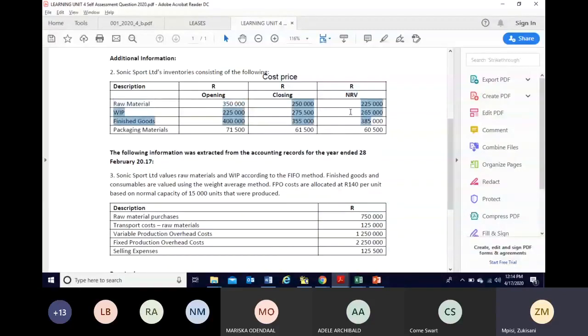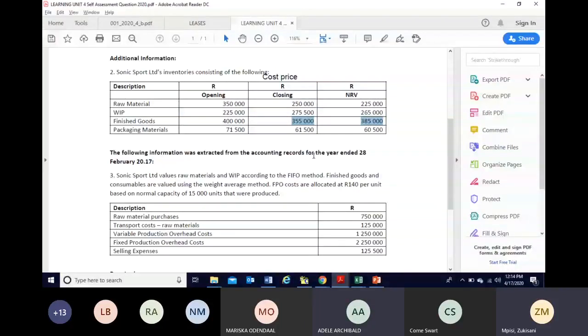Similar with work in progress. Because we are expecting to sell above cost, which means that our cost is 355,000, we're either going to sell at cost or above cost and not at less than cost. Therefore, raw materials and work in progress will not be written down. All right? Then the next one is finished goods. Finished goods are 355,000, NRV is 385,000, lower of cost or NRV, lower of cost is 355,000, no write down.